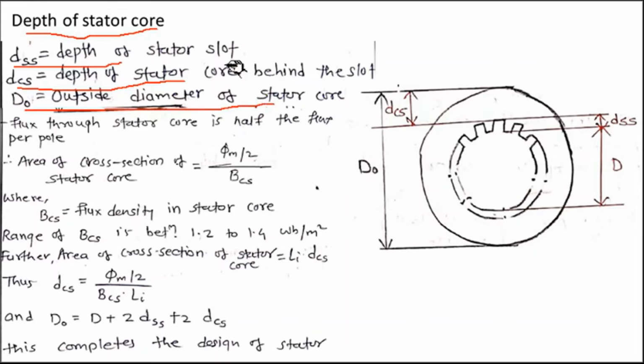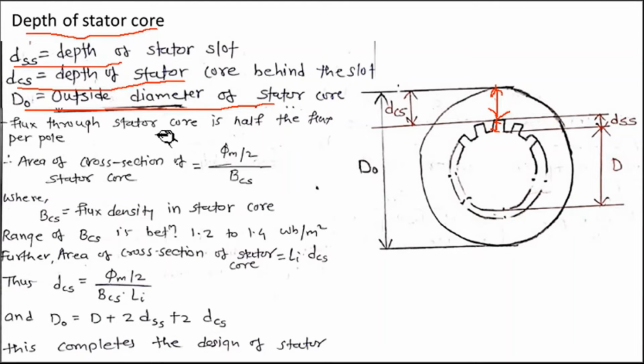Now DSS, depth of stator slot. Using this diagram, see here, this DSS is nothing but the depth of stator slot. After that, DCS, depth of stator core behind the slot. This is your stator slot, and this one is the total length, which we are calling DCS, the depth of stator core behind the slot. So this total distance is nothing but your DCS. This is DSS. So always DCS is greater than DSS.